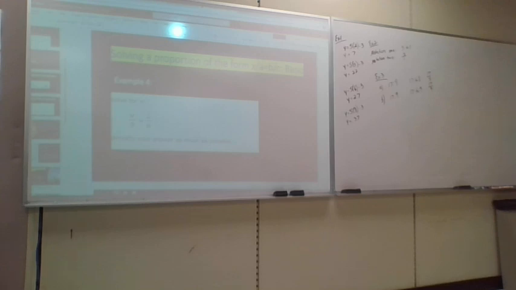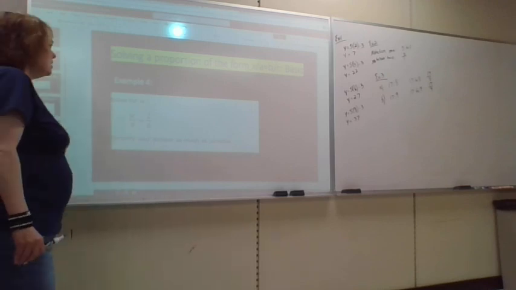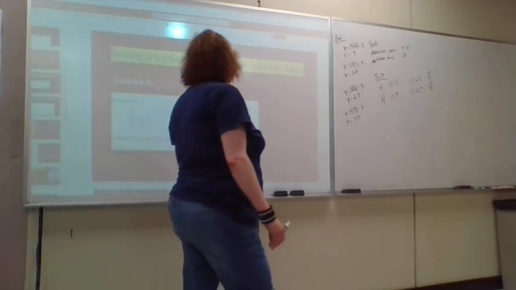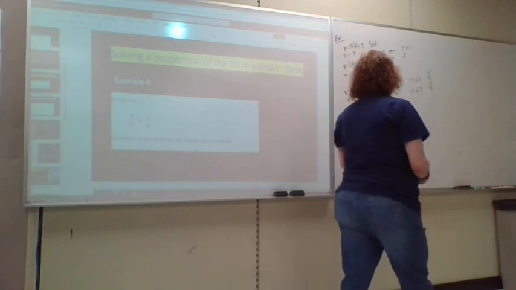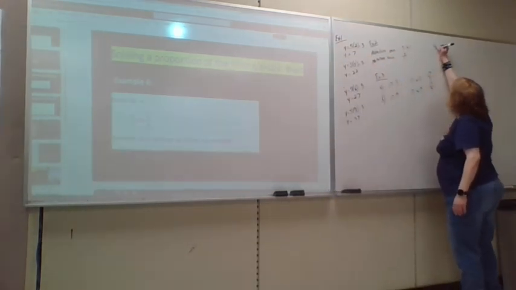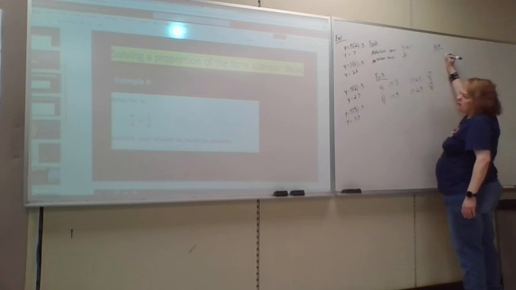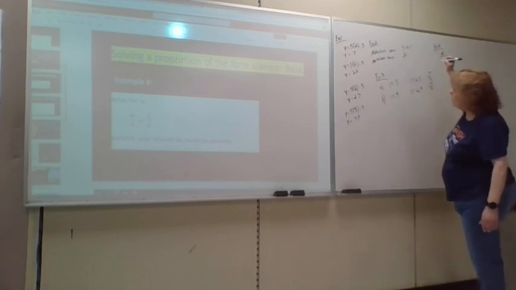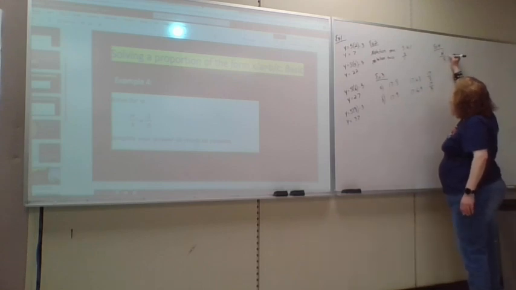We've got example 4. We're going to be solving a proportion of the form x over a equals b over c. So this is going to be basic. Example 4, it's right over here. It is w over 9 equals 2 over 6.